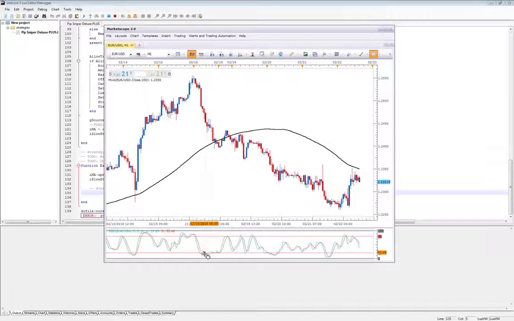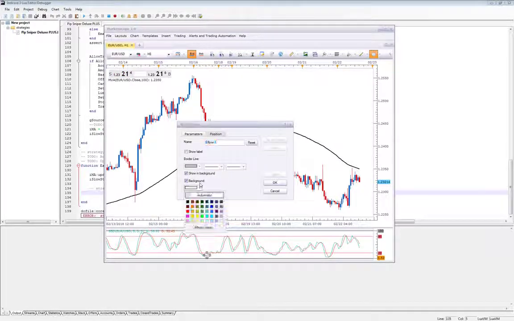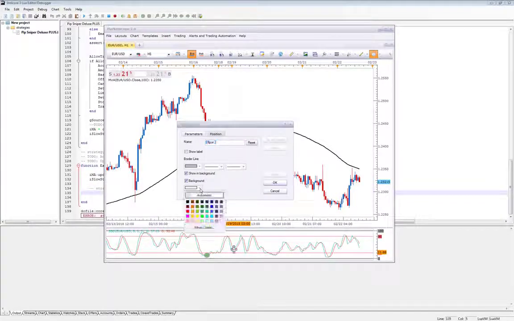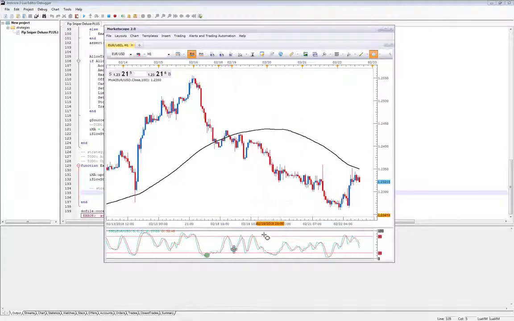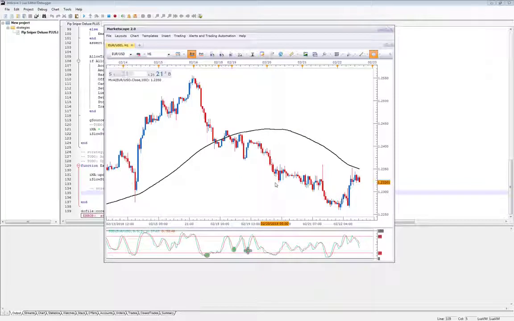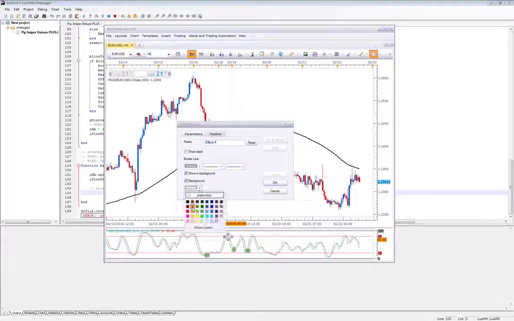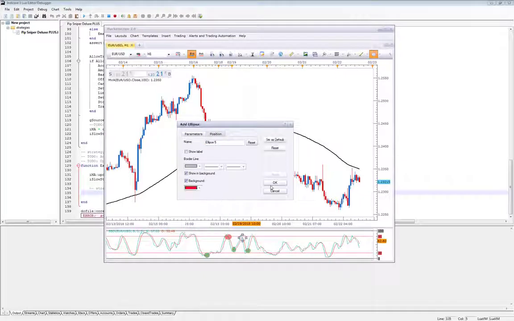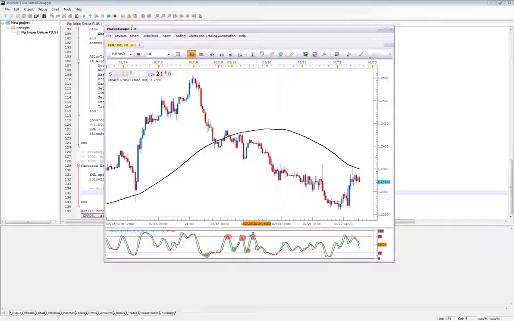So when blue crosses above the red, that would be a buy signal. We'll mark the buys with green. And anytime the blue crosses below the red line, that would be a sell signal. So just as an example, this is 3 buy and 3 sell signals. But of course there are a lot more if we look to the left or the right.